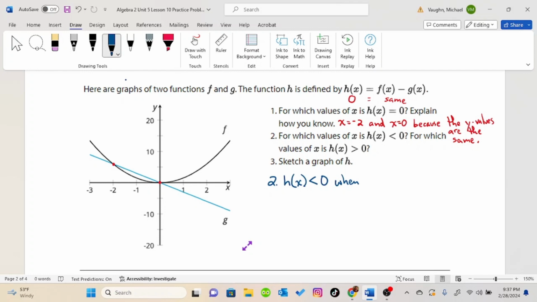So we would say -2 less than x less than 0. And we are not going to include -2 or 0 because those are the points where it equals 0. And we only want the points where it's less than 0.